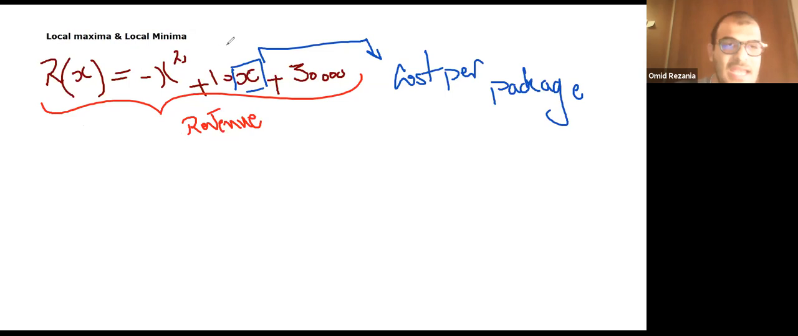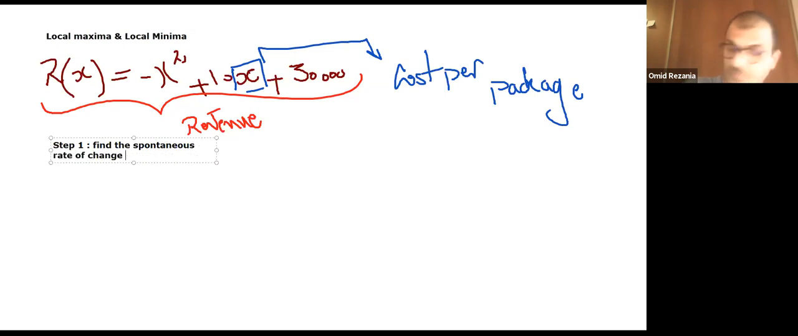Okay. Now, the first thing that we do, you remember, the first thing is going to be what? If you remember from our previous slides, step number one is what? Step number one is to find the instantaneous rate of change. And that's essentially what we talked about yesterday. Now I'm just going to go ahead and find the instantaneous rate of change for this.